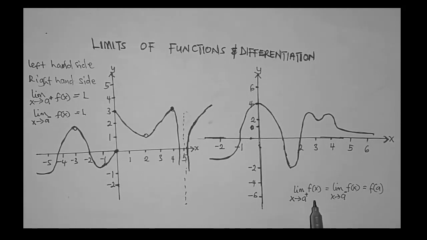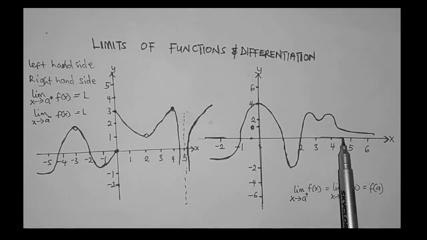But a limit does not occur when the limit as x approaches a from the left is not equal to the limit as x approaches a from the right. And also a limit does not occur in the case where the limit as x approaches a from the right hand side is equal to the limit as x approaches a from the left hand side, but is not equal to f(a). So let's use the above graph as a case study.